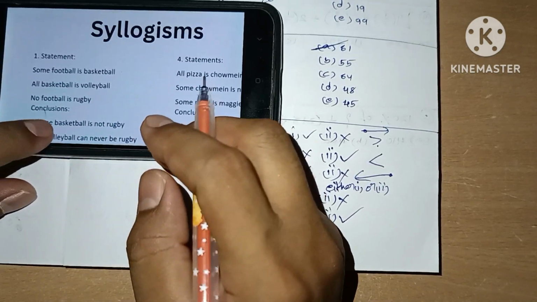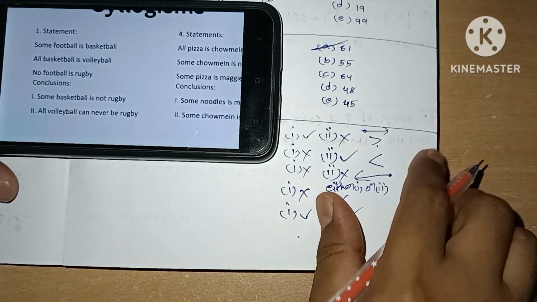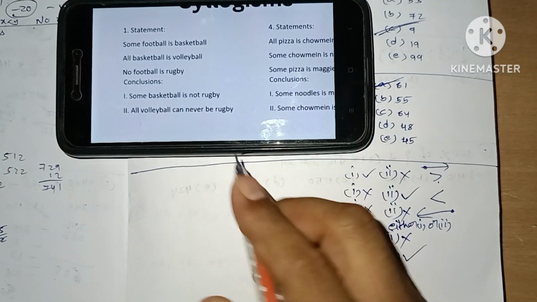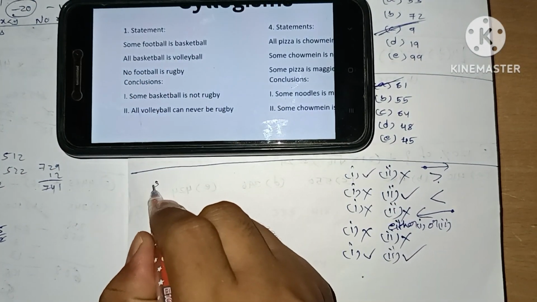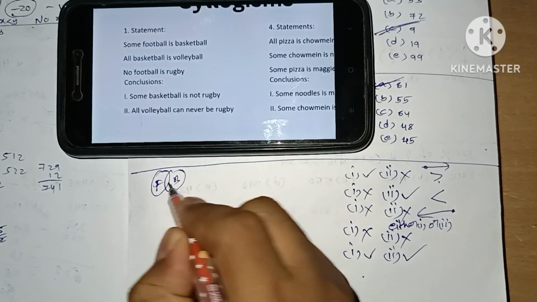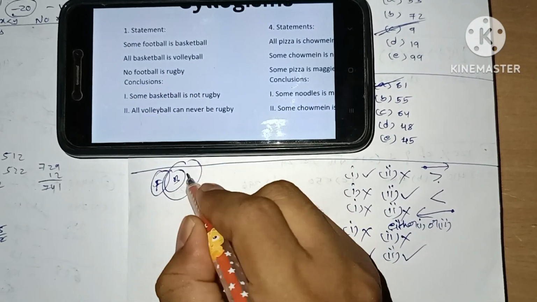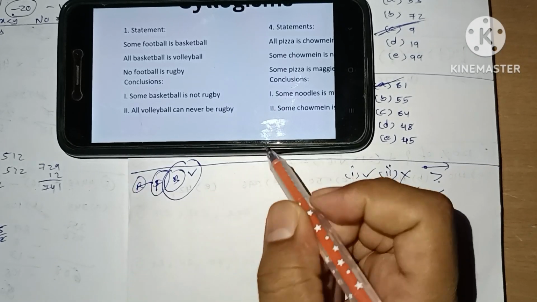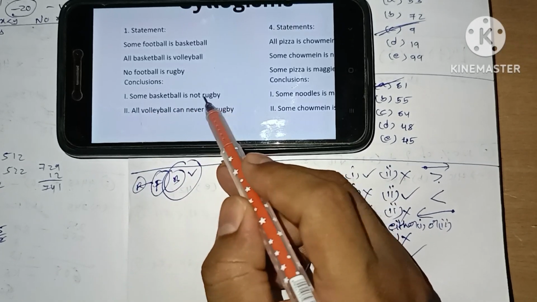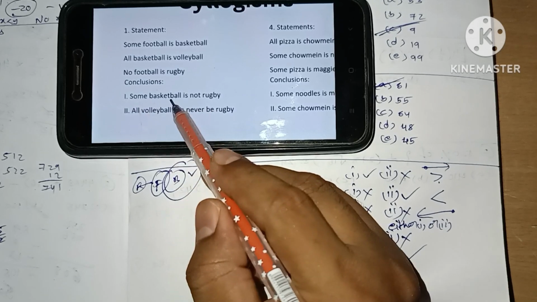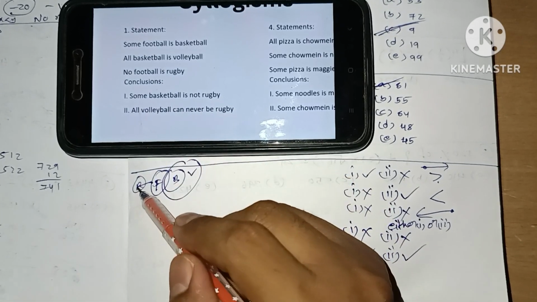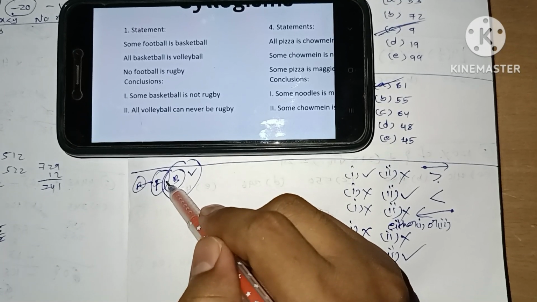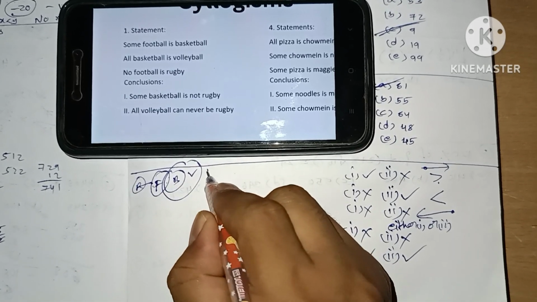Syllogisms. First question, some football is basketball. All basketball is volleyball. No football is rugby. Let's see conclusions. Some basketball is not rugby. We see not here. So we check all basketball is rugby. All basketball can be placed inside rugby. It is not possible because of sharing with the football. So first conclusion, all case fails.